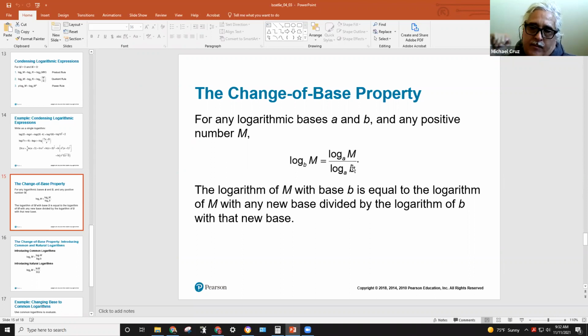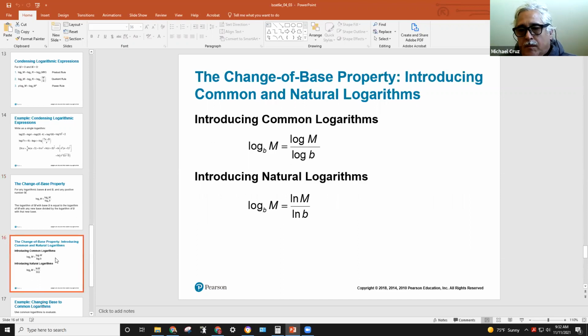And they try to give you a sentence for it. The logarithm of m with base b is equal to the logarithm of m with any new base divided by the logarithm of the base b with the new base. And it works, of course, for common logarithms and natural logarithms, because those are most likely the ones you want to use because those are the most readily available on the calculator.